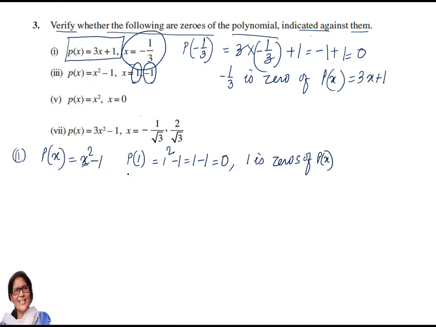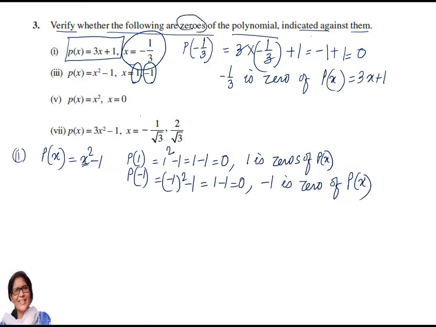Second one, I am taking now p(-1). तो -1 का square 1, 1 minus 1 again 0. So -1 is 0 of px. दोनों हो गया. -1 भी 0, +1 भी 0. तो इसीलिए zeros of the polynomial. Second part हो गया. It's not second part, third part.